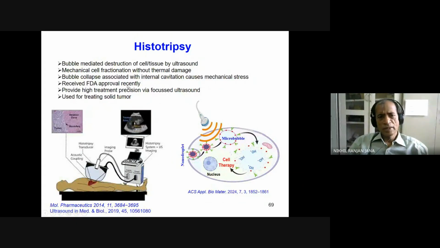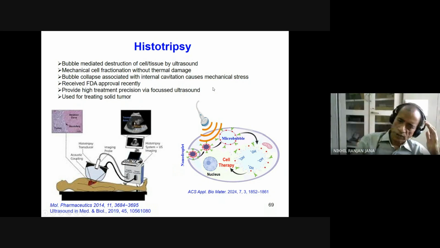Histotripsy. This is bubble-mediated destruction of cells or tissues. Bubbles, how do you generate them? Let's say you make liquid droplets. This is a nano-sized liquid droplet, and these droplets are made of some molecules that have a low boiling point. In the presence of ultrasound, they can be converted into gas. So microbubbles are formed in the presence of ultrasound. Once microbubbles are formed inside cells, they kill cells by mechanical cell destruction.